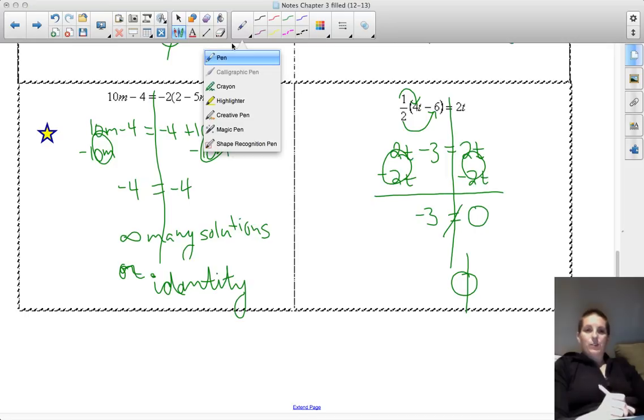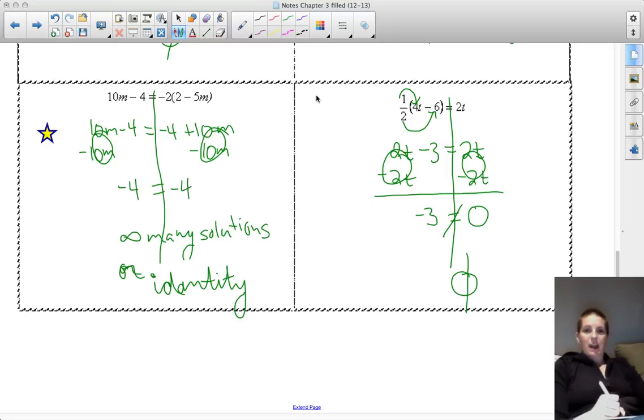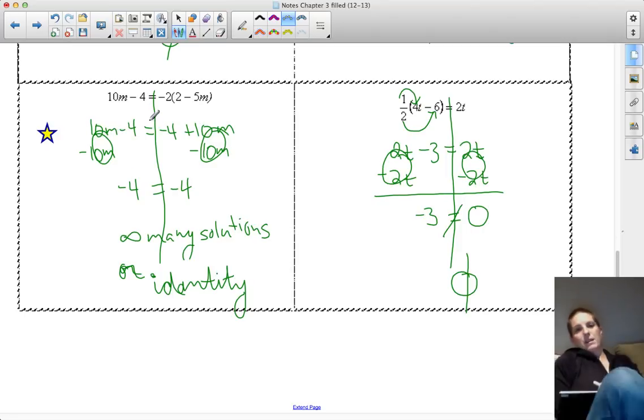So in that first problem, hopefully you're noticing that I put in this star right here, because some of you might have noticed right here that 10m minus 4 is equal to negative 4 plus 10m. So you might have been able to say an identity earlier than others who had to solve all the way through.